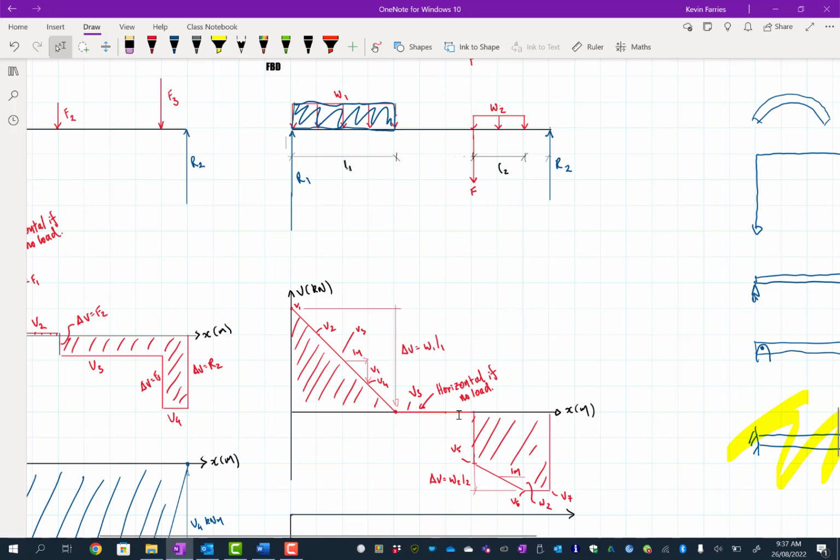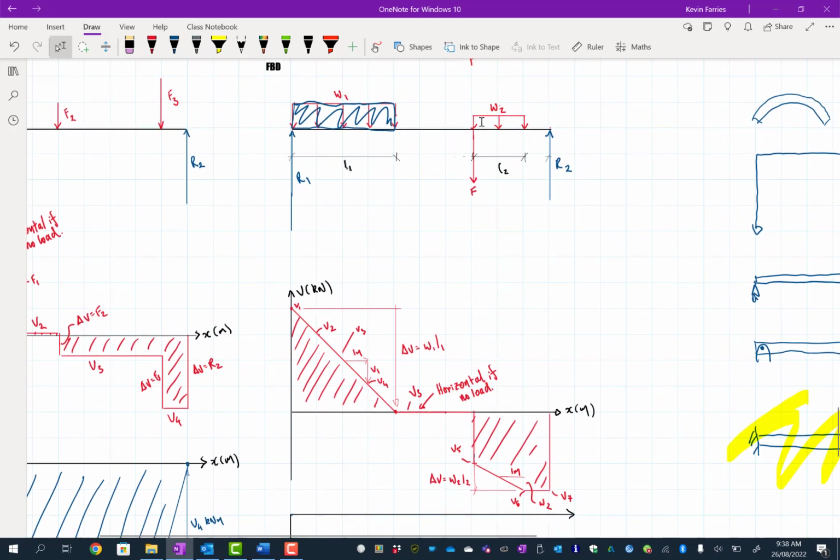Then between forces, the same rules apply. There's no load. Then we'd get to a force, and we'd have to jump by that amount downwards, following the force. Then we're just doing the same rules for this next line load, and so it's going downwards, so we're still going downwards. And for each meter along, it's now half times W2.